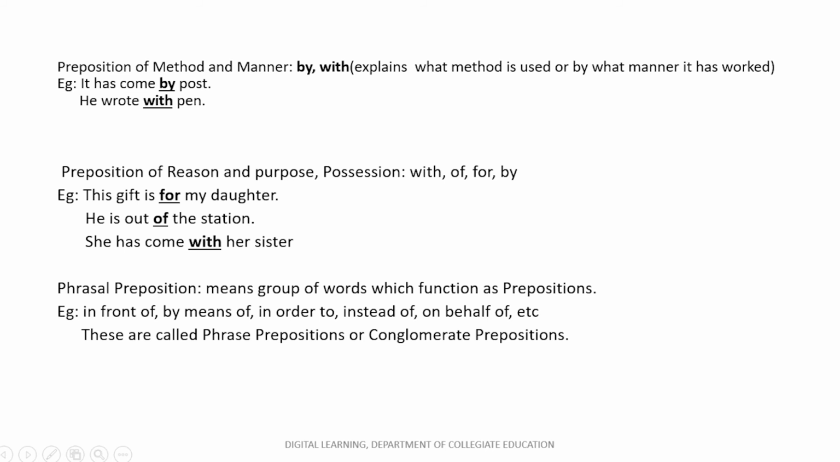There are other prepositions which are called phrasal prepositions. The ones we discussed above are very simple prepositions. Now we are dealing with phrasal prepositions. This means a group of words which function as a preposition. For example, in front of, by means of, in order to, instead of, on behalf of, etc. These prepositions are also used in a sentence. If you want further details regarding phrasal prepositions, you can go to the grammar book by David Green.